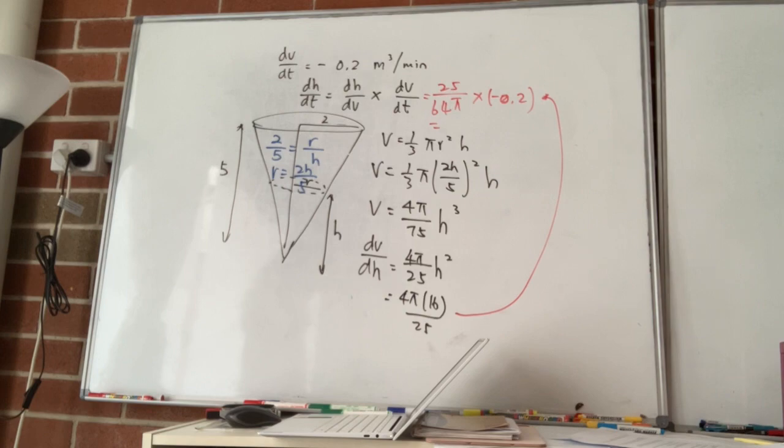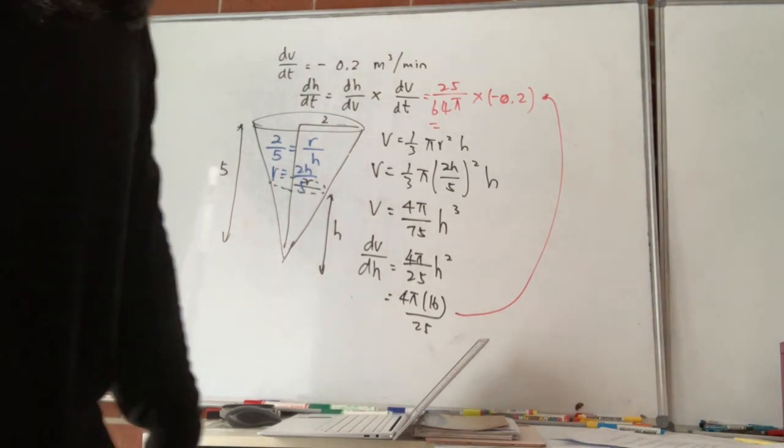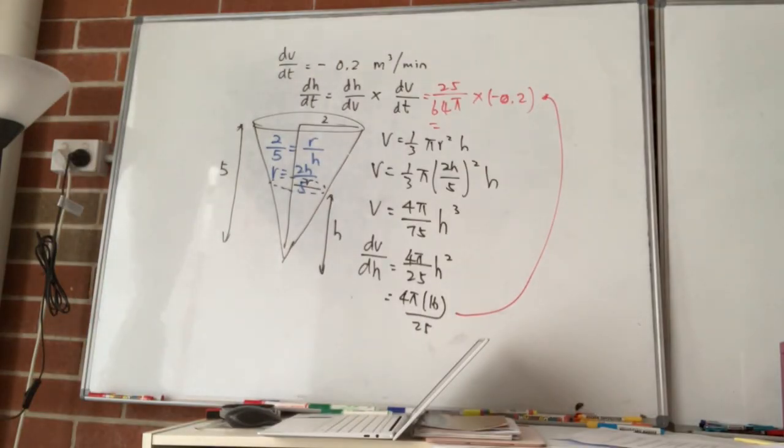How did we get the answer from here? How did we get to here? Oh, I just put everything in the calculator. Oh, okay. 25 times 0.2 over 64. Oh, yeah.